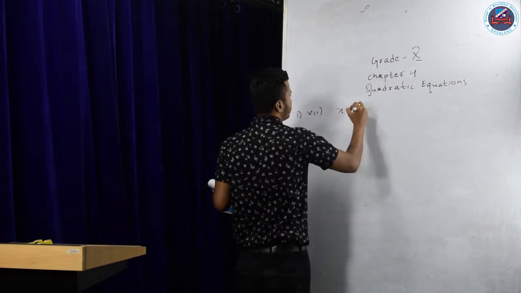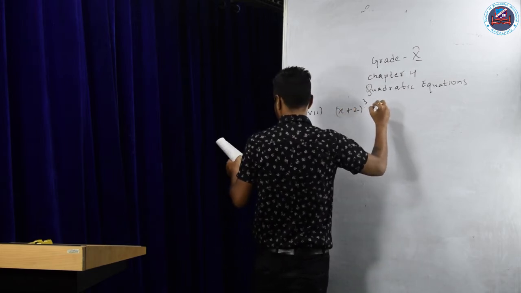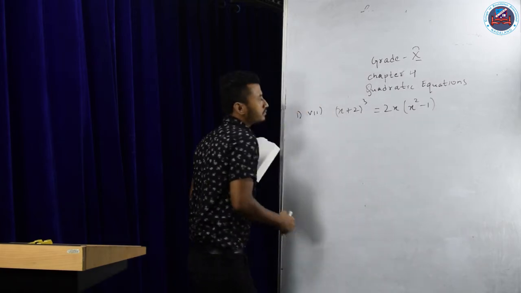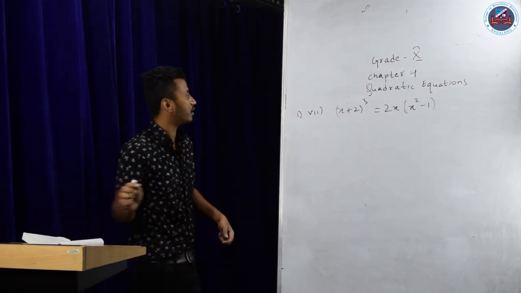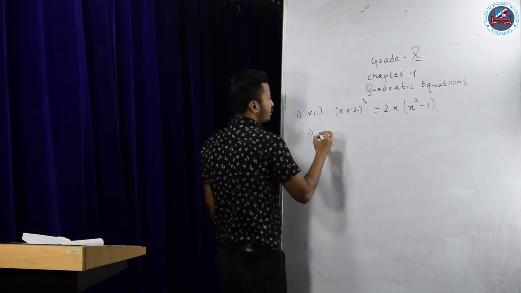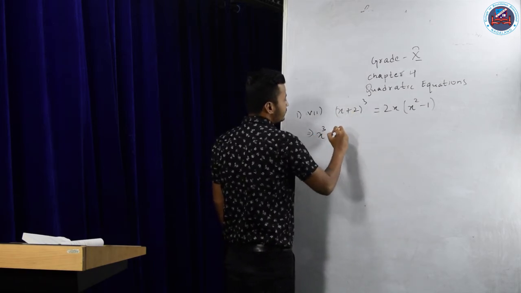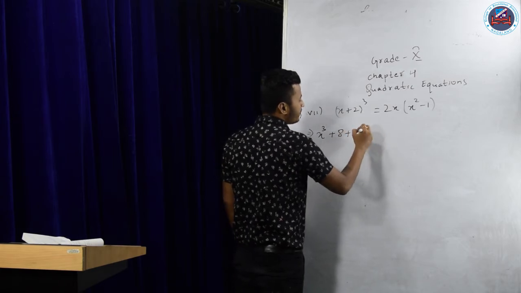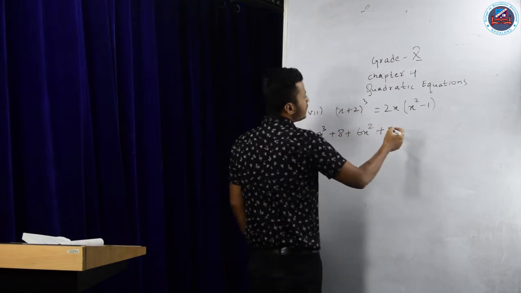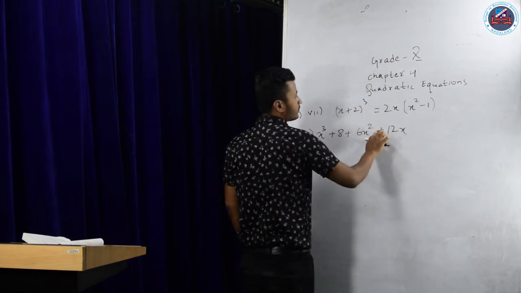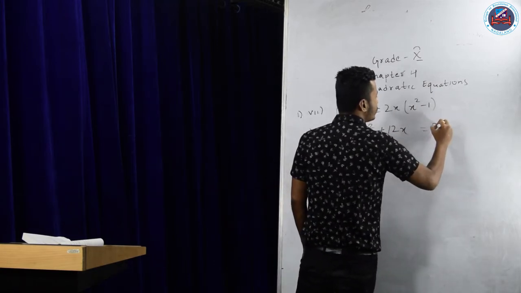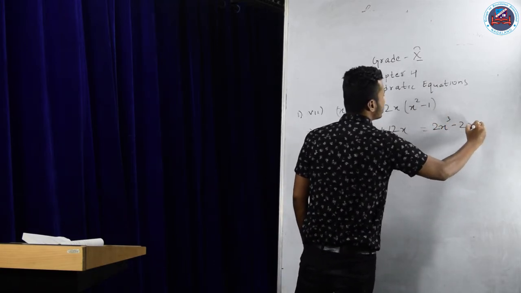x plus 2 whole cube equals to 2x times x square minus 1. So you have to check whether this is a quadratic equation or not. First of all, I have to solve this equation, right? What is a plus b whole cube? a cube plus b cube plus 3a square b, that will be 6x square, plus 3ab square, that will be 12x. Please solve it, you will get this answer. Equals to, open up this bracket, 2x cube minus 2x.